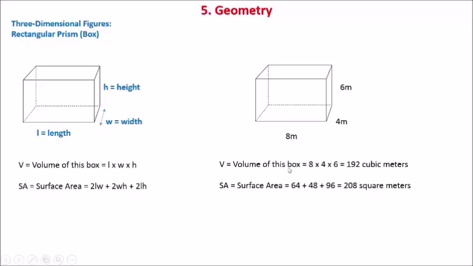So now if the length is 8 meters, width is 4 meters, height is 6 meters, then what is the volume of this box? It is 8 times 4 times 6, so 192 cubic meters. Surface area, you just need to plug in the numbers. L is 8, W is 4, H is 6. Plug in the values in the formula, you get 208.